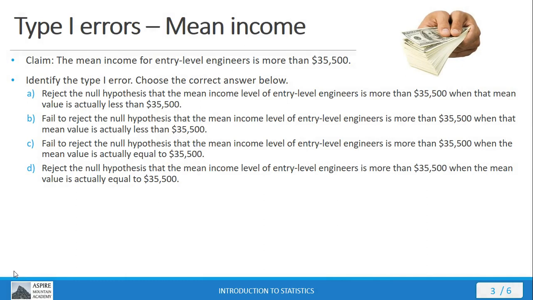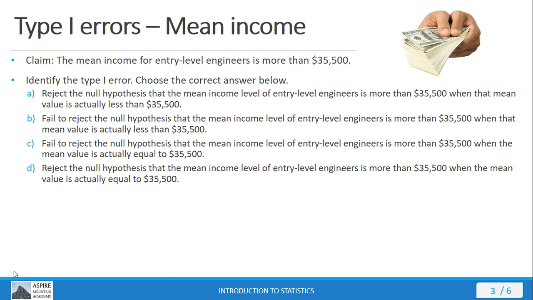Let's look at some examples that we've seen before and see if we can identify the type 1 and type 2 errors. So to start with, a type 1 error: the mean income for entry-level engineers is claimed to be more than $35,500. Identify the type 1 error.